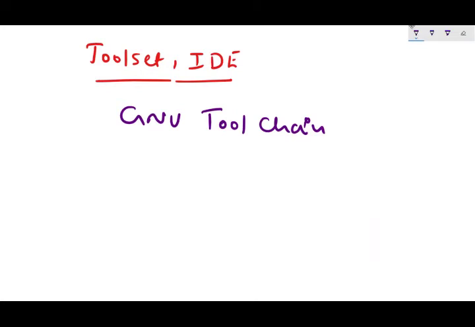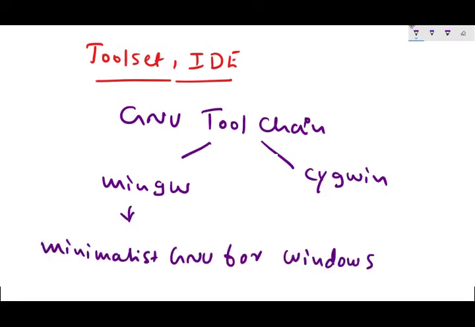This GNU toolchain is available in Unix based environments, but if you want to use the GNU toolchain in Windows, then you have two options. One, you will install MinGW. Two, you will install Cygwin. Here, MinGW stands for Minimalist GNU for Windows, and it provides the GNU toolchain for Windows native application development, and Cygwin provides the Unix-like environment in Windows platform. In this video series, we will be using MinGW.